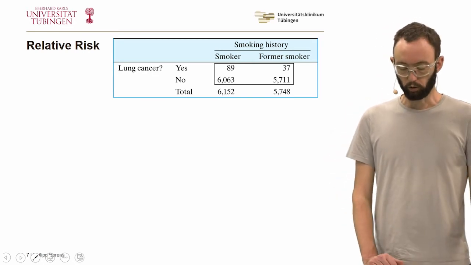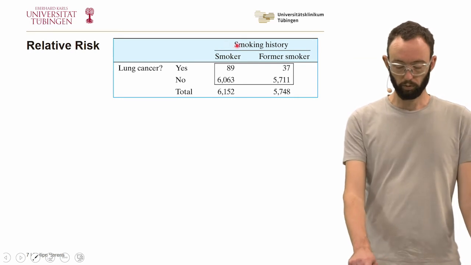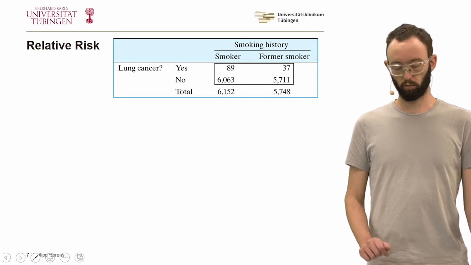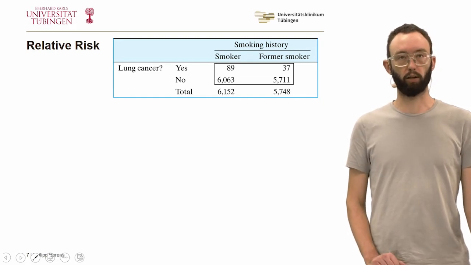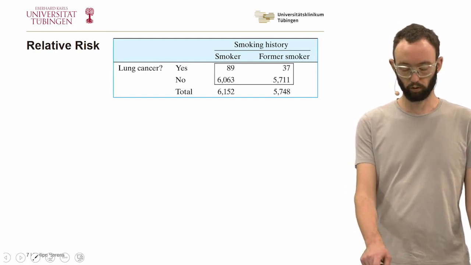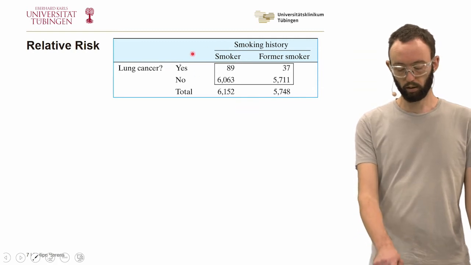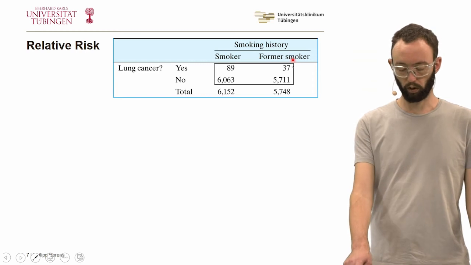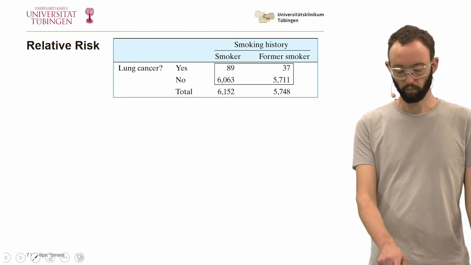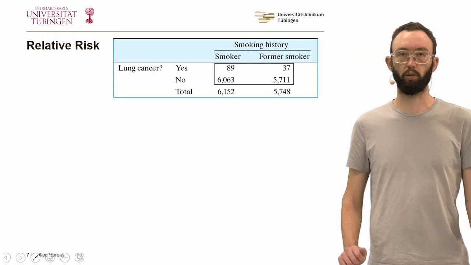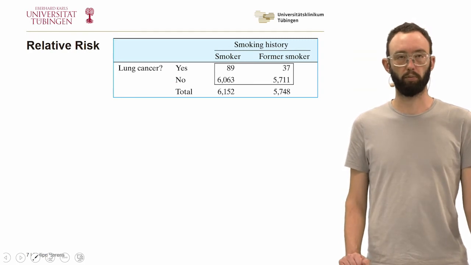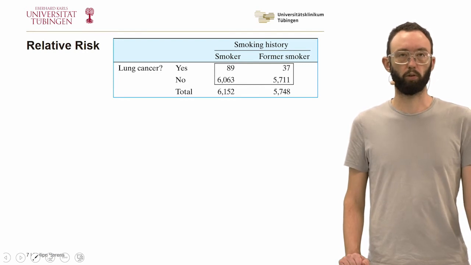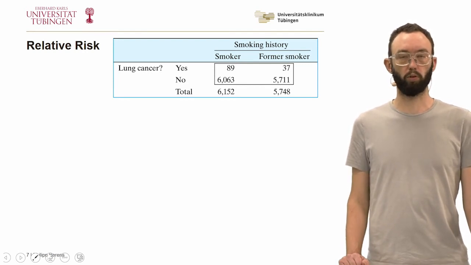Let's look at the following contingency table. We have smokers and former smokers and want to know about their risk of dying of lung cancer. Of the current smokers, 89 had lung cancer, while of the former smokers, only 37. And these values here didn't have lung cancer. So what we want to know is whether the risk for lung cancer is the same among smokers and former smokers.